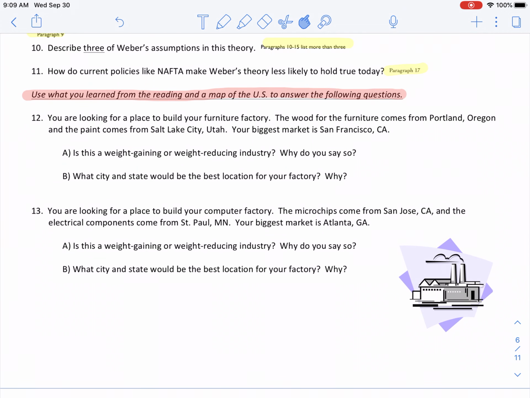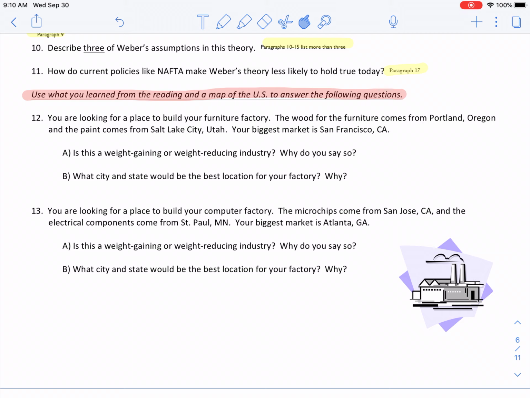It says we are looking for a place to build a factory that makes furniture. The wood for the furniture comes from Portland, the paint comes from Salt Lake City, and the biggest market where we sell our furniture is San Francisco, California.